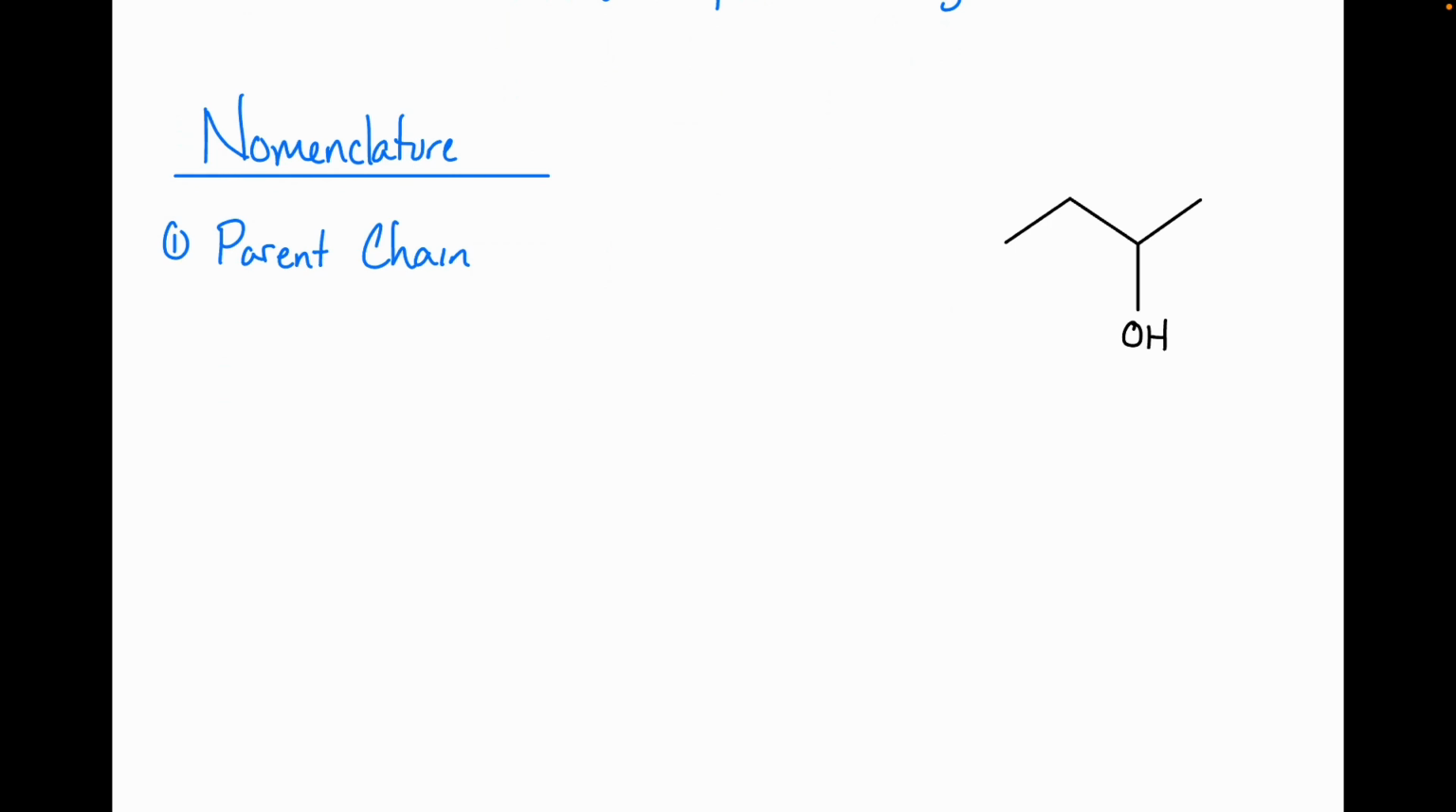All right, and for alcohols, you will use the OL suffix. Okay, so my four carbons here are my parent chain, and so four carbons would be bute. Right? And so this would be butanol. All right, then we would find and name any substituents.